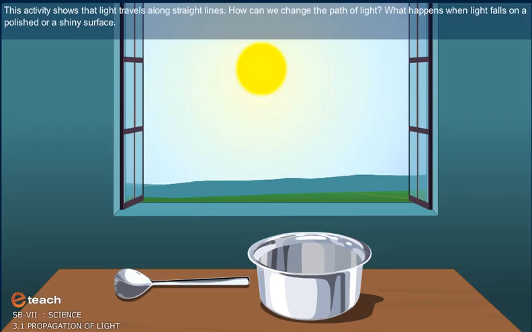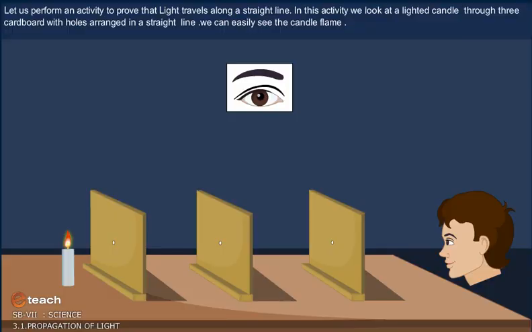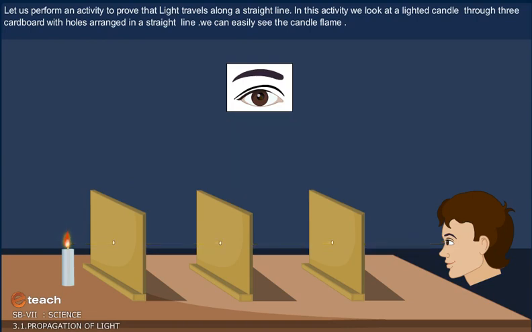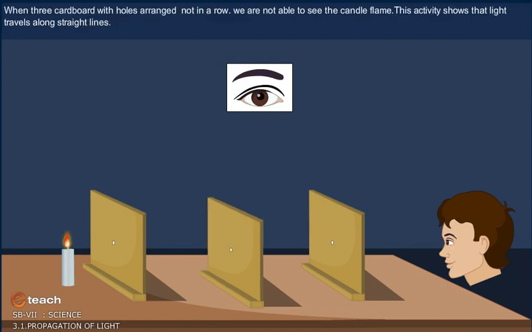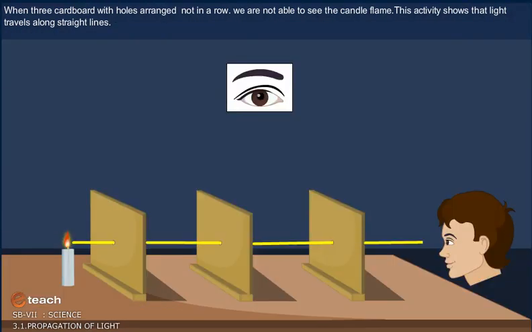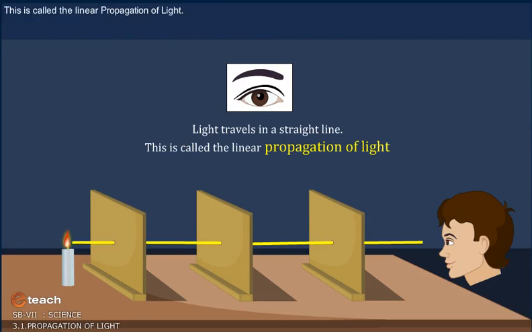How can we change the path of light? What happens when light falls on a polished or a shiny surface? Now let us perform another activity to prove that light travels along a straight line. In this activity, we look at a lighted candle through 3 cardboards with holes arranged in a straight line. We can easily see the candle flame. When the 3 cardboards with holes are arranged not in a row, we are not able to see the candle flame. This activity shows that light travels in a straight line. This is called the linear propagation of light.